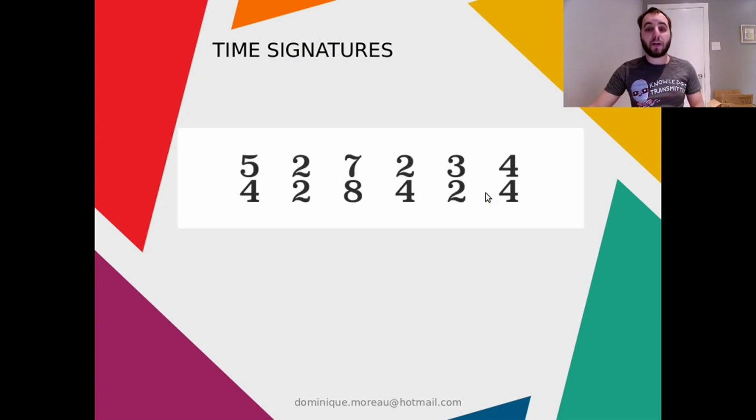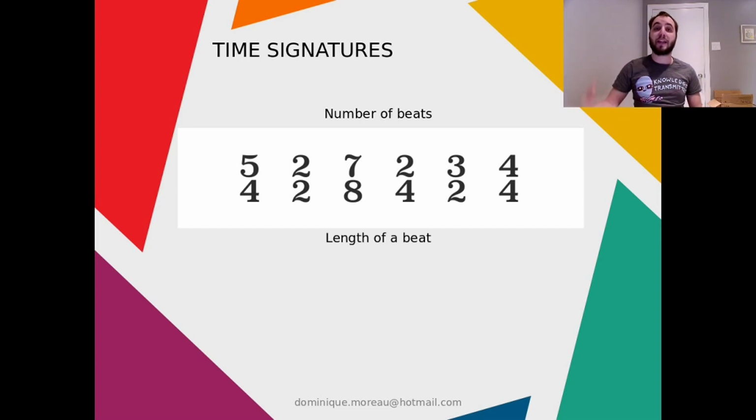I'm sure many of you have seen different time signatures. Here on the screen there's 5/4, 2/2, 7/8, 2/4, 3/2, 4/4. There's many more. There's 6/8, 9/8, 12/8. The 2 numbers in time signatures, as I said in the previous slide: the top number is supposed to be the number of beats, and it nearly always is. And the bottom one is supposed to tell you the length of the beat.